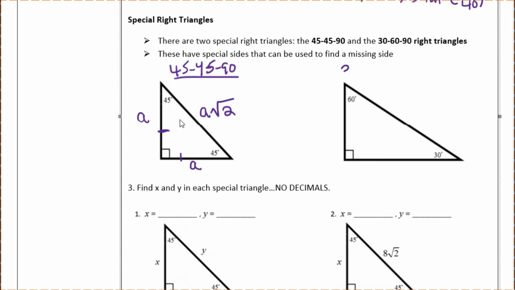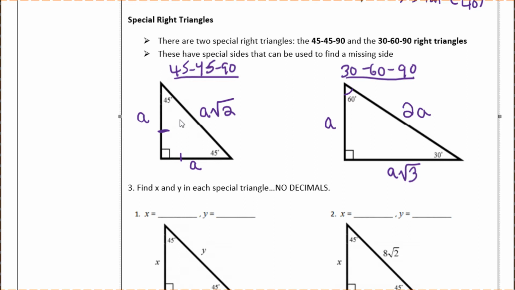For the 30, 60, 90 triangle on the right, the side that is the shortest, which is the side beside the 60 degrees, we call that A. The side that is the second longest, which is this side here, the side by the 30 degrees, we call that A times square root of 3. And then the side that is longest, the hypotenuse, is twice the length of the shortest side. So if we know that this side is 1, then the hypotenuse is 2.